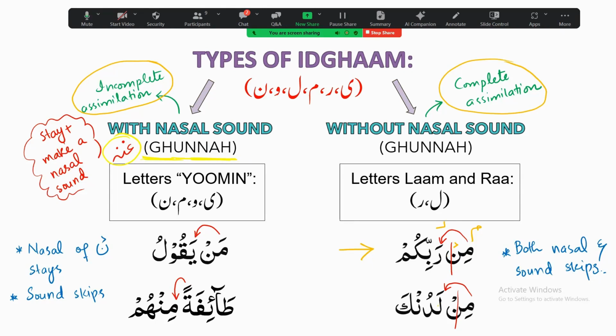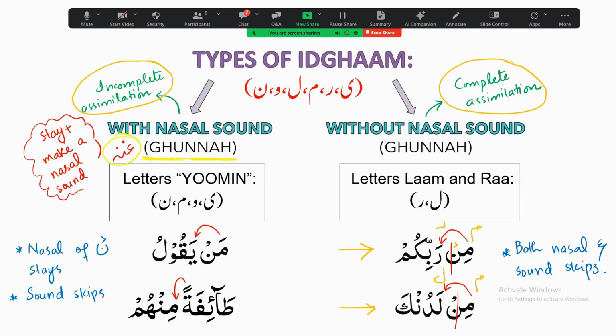Let's see another example written below, which is "milladunka." Again, noon sakin, and after that there is a letter lam here. What we are doing is assimilating the sound of meem into the lam here. You can only hear the sounds of these two letters, meem and lam, "milla, milla." No noon sound here, no nasal sound of noon, no articulation of noon. We know that the noon letter is a nasalized letter, right?